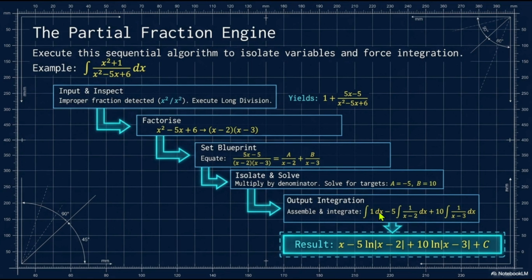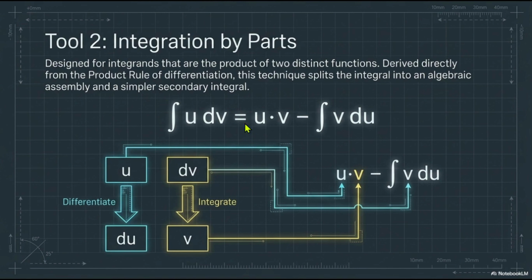Isolate and solve. When we solve, we get the integral of 1 dx, and 5 times 1 by x minus 2, and 10 times 1 by x minus 3. So in this way, x minus 5 log |x minus 2| plus 10 log |x minus 3|. That will be the answer. I hope you can understand this part.